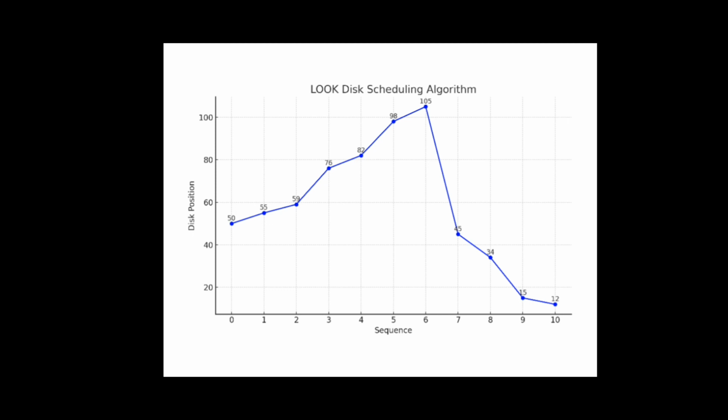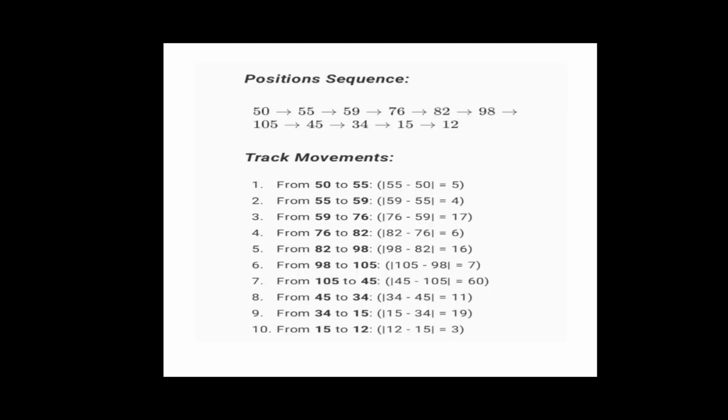So I started at 50, which is the disk head's starting position. This is the position sequence. Started at 50, followed by 55, to 59, 76, to 82, to 98, to 105, and reverse to 45, 34, 15, and 12. And this is the track movements and how you solve it.